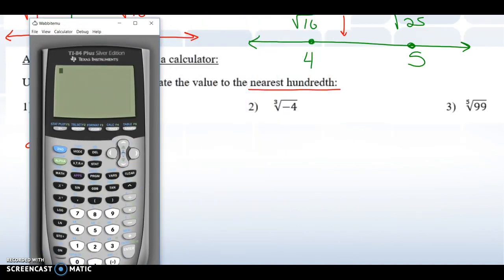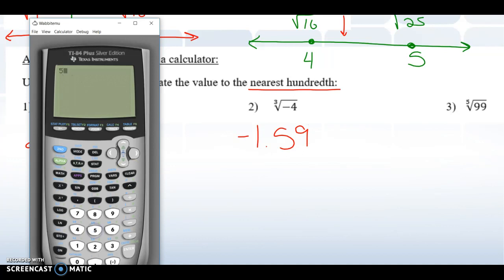Now there actually is a cube root option. You can do 3 math 5 again, or you can just go into the math menu. And then, not 3, because that's cube. Yeah, 4 would be the cube root of -4. And we get, if we round to the hundredth, 2 decimal places, what's our final answer going to be? -1.59, because the number after that's a 7. Okay, so -1.59.